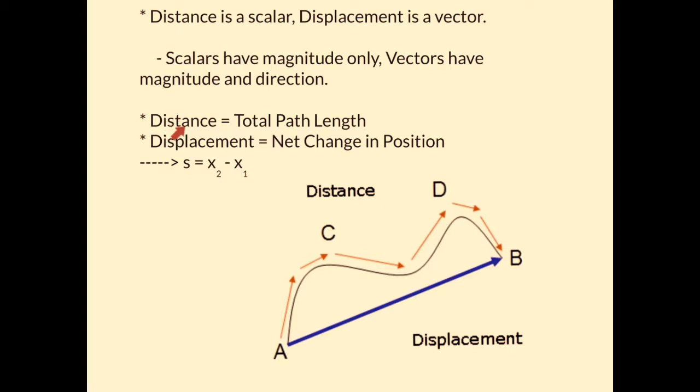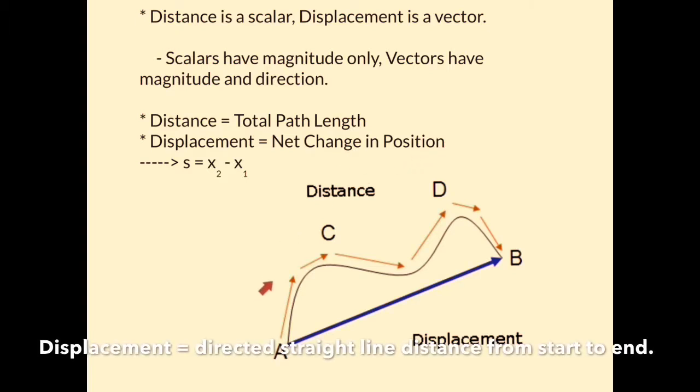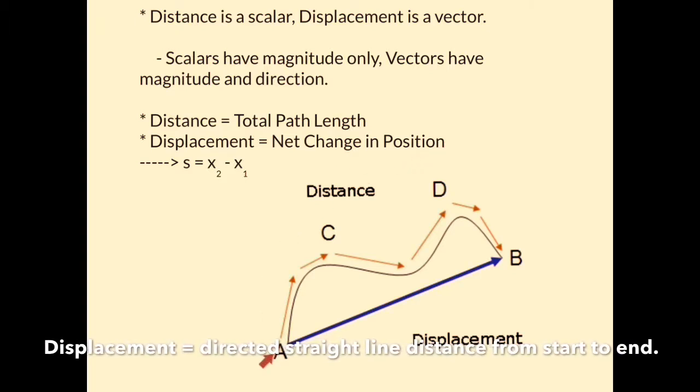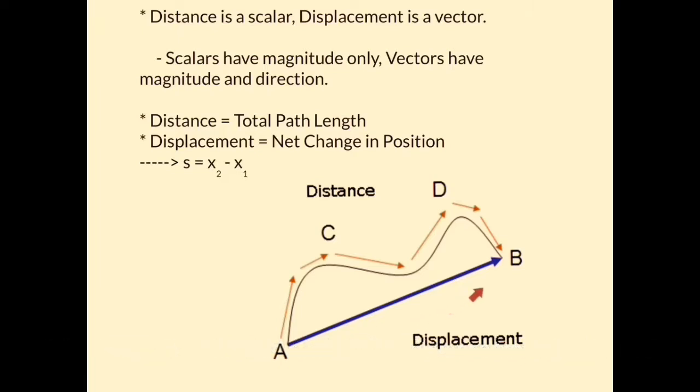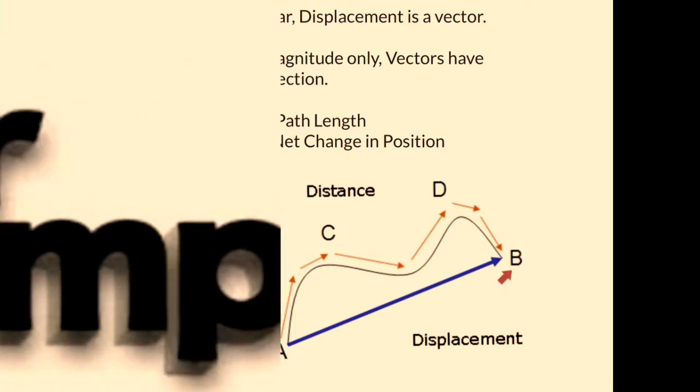Distance is the total path length. This would be what an odometer would measure along this path. Distance does not care anything about the direction. Displacement is the net or total change in position, or the directed straight line distance from point A to point B. Displacement cares nothing about what happened in between, only the starting point A and the final point B.